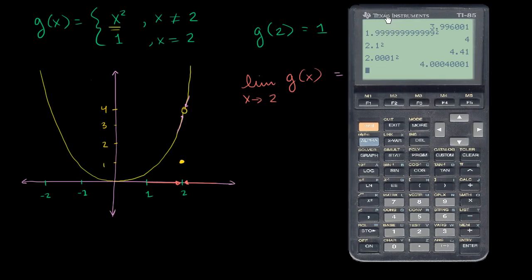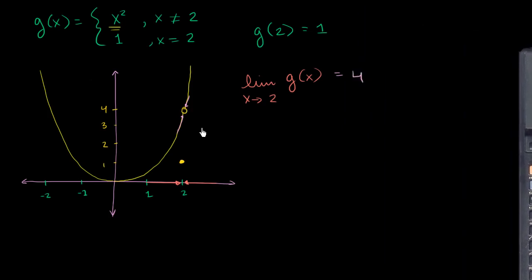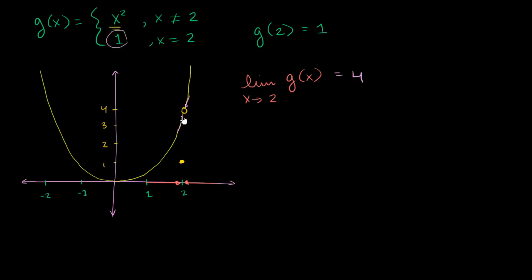So once again, that's a numeric way of saying that the limit as x approaches 2 from either direction of g of x, even though right at 2 the function is equal to 1 because it's discontinuous, the limit as we're approaching 2, we're getting closer and closer to 4.